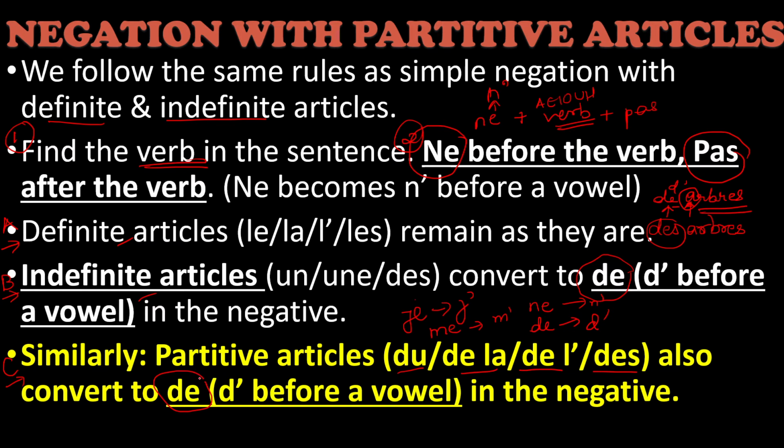So just like you cannot have an indefinite article in a negative sentence, similarly, you cannot have a partitive article in a negative sentence. Indefinite articles and partitive articles become de in a negative sentence. Before a vowel, it has to become d apostrophe. So this is the basic rule that you need to know. Let's look at a couple of examples to solidify your understanding of the concept.